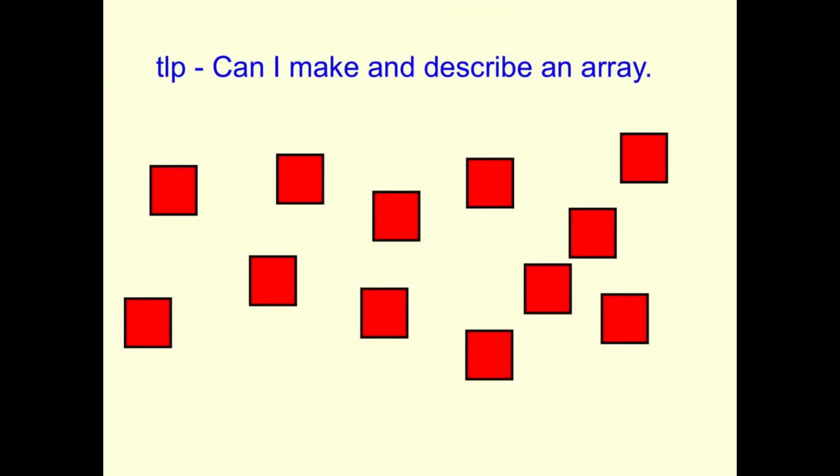That did take a very long time to do. So our TRP for today is, can I make and describe an array? So your challenge is to find some objects and make an arrangement of them and then describe it using 2 times number sentences and 2 division number sentences.